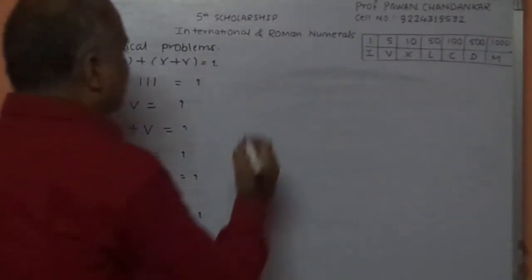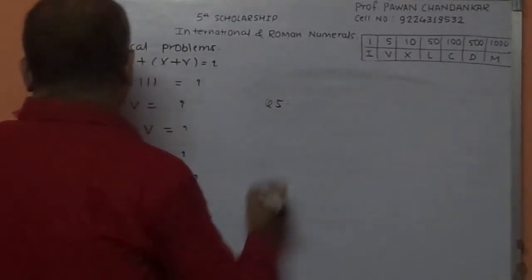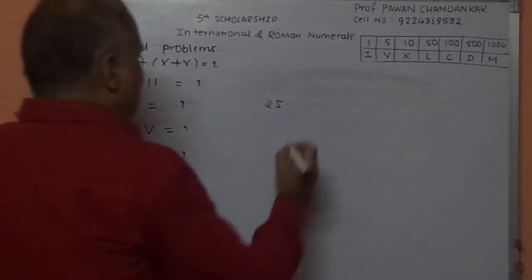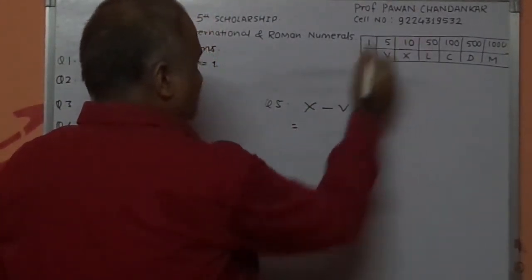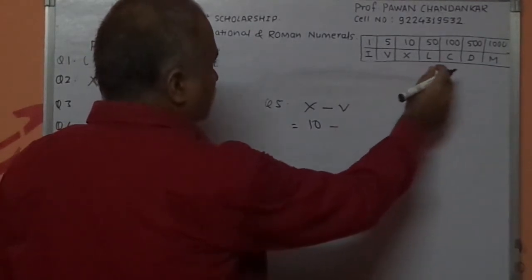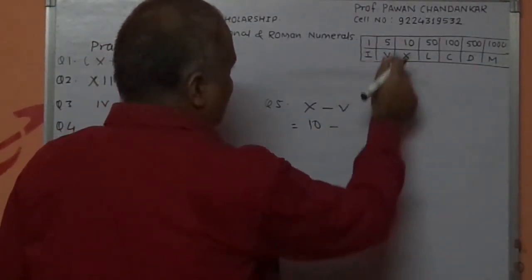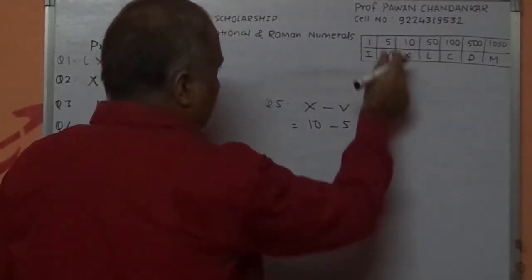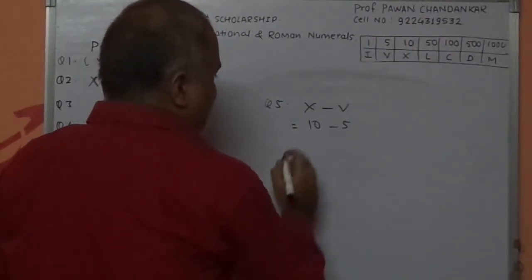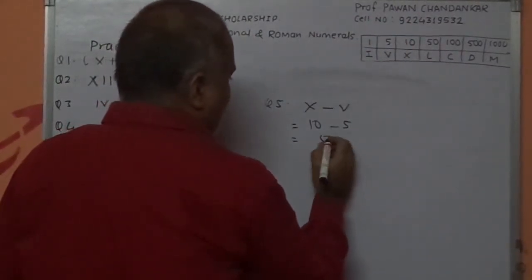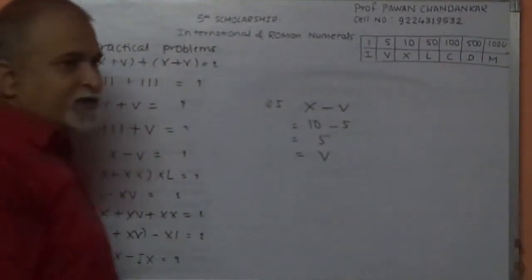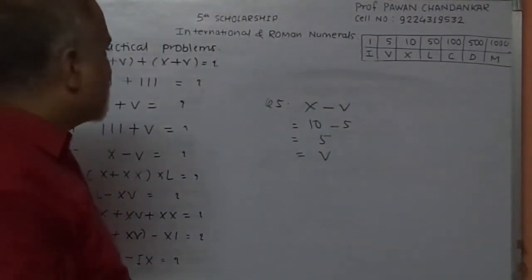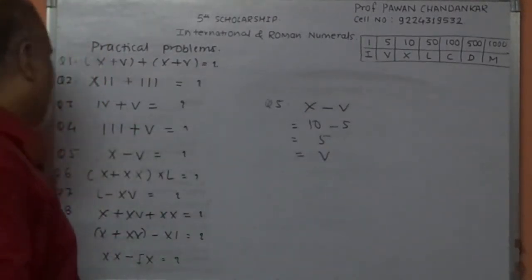Question number 5. This is what x minus v they have given. X minus v means what? X means what, students? It is 10. Minus v means what? V means 5, it is represented for the number 5. So 10 minus 5 is what? The answer is 5. So 5 means what again? Letter B we are supposed to write. Understood, students? Very simple. Look at the next question.